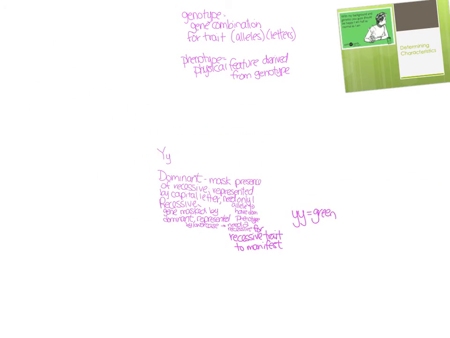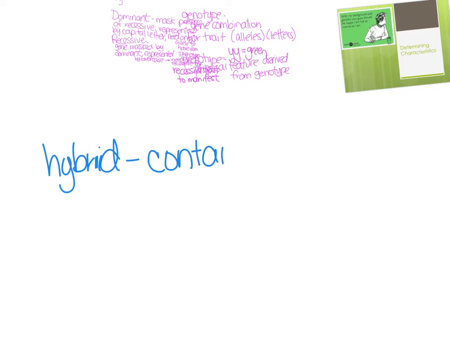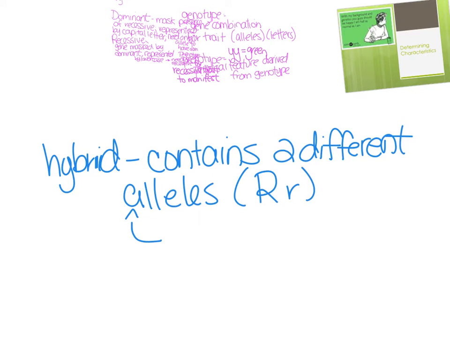We had talked about some other terms before as well. What does the term hybrid mean? Hybrid means that it contains two different alleles. So what that means is it would have one dominant and one recessive. What was the other term for this? Yep, heterozygous.